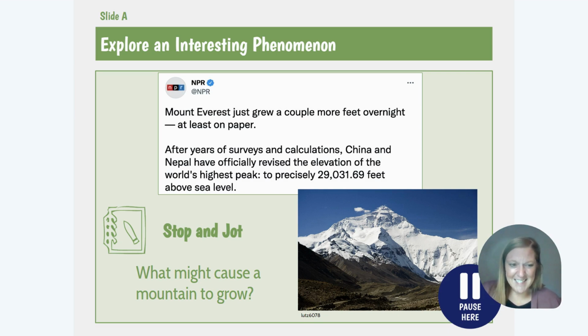Take a minute, just stop and jot some ideas. What do you think is causing this? And maybe not even just Mount Everest, maybe other mountains are growing too. What are some ideas that you have that could cause mountains to grow? Pause the video here while you jot down some ideas on a blank piece of paper.